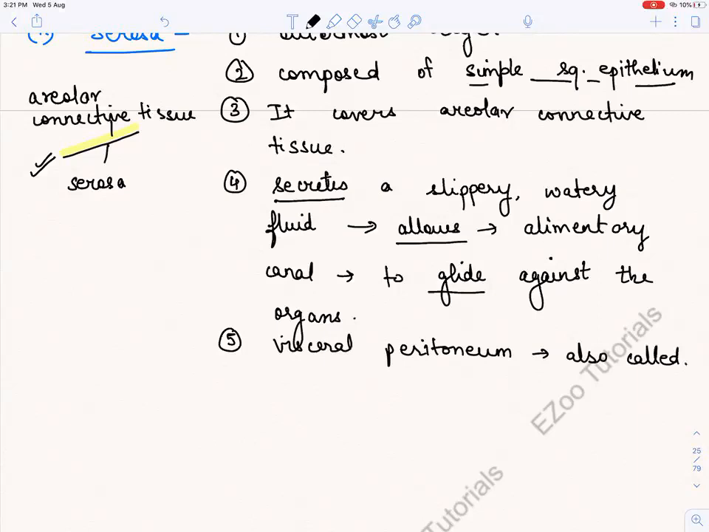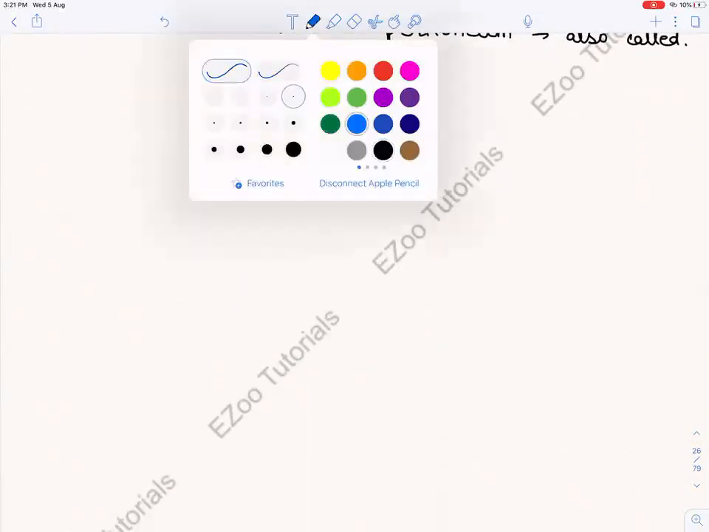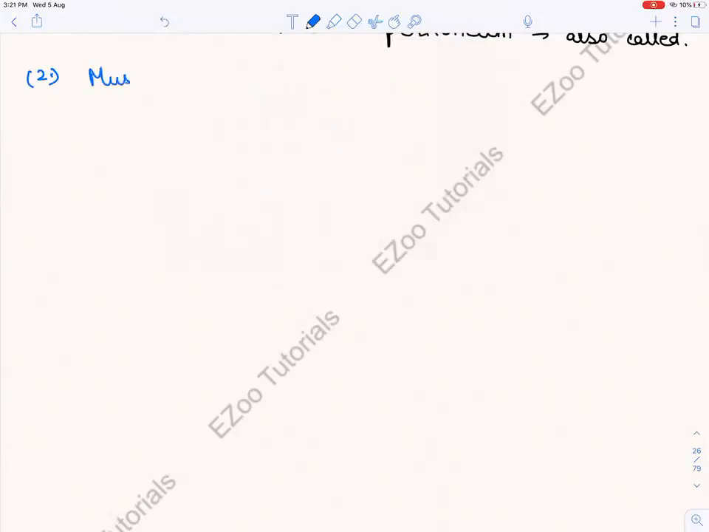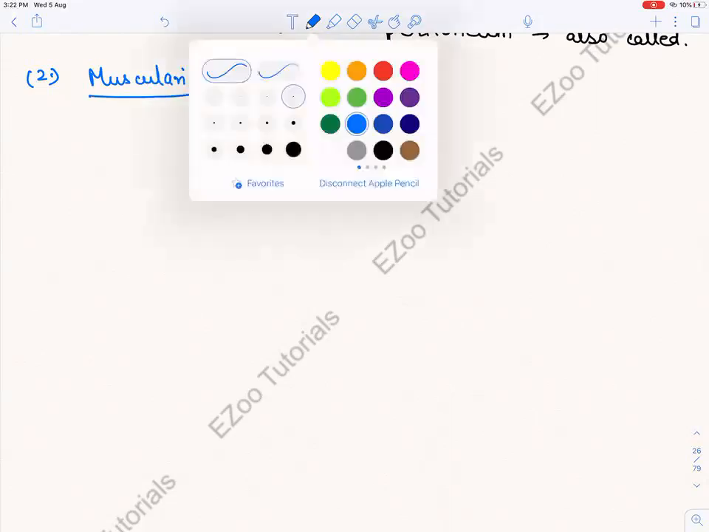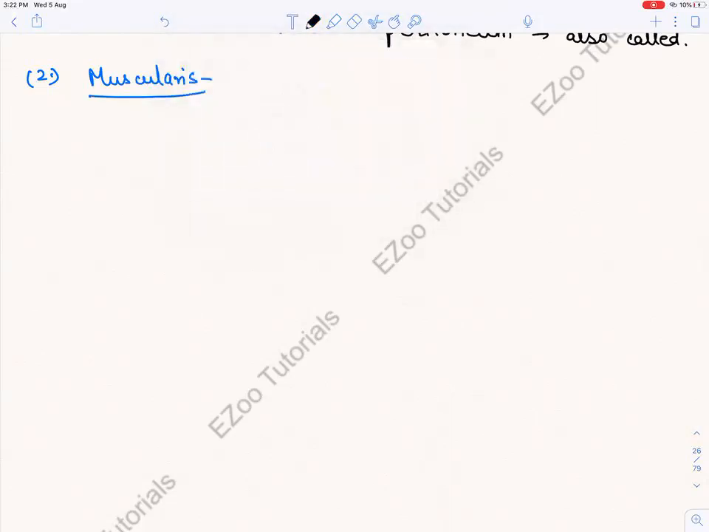Now let us come to the second part, which is the muscularis. The second layer we draw, muscularis. When we see muscularis, what can we infer from this word only if we don't know? Muscularis, something related to muscle. So as the name implies, it is a thick layer of muscle. And then we'll study about the myenteric plexus in muscularis. But before going to that, let us see a few things.